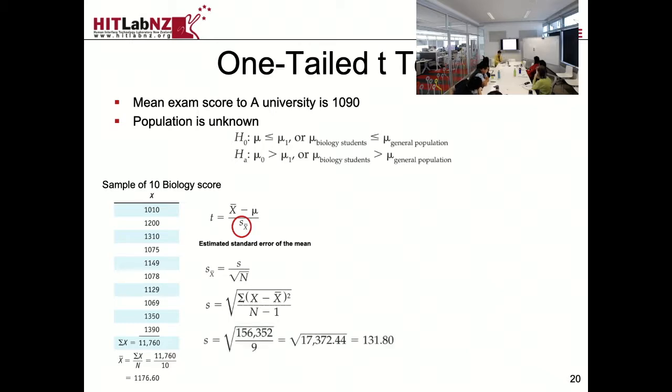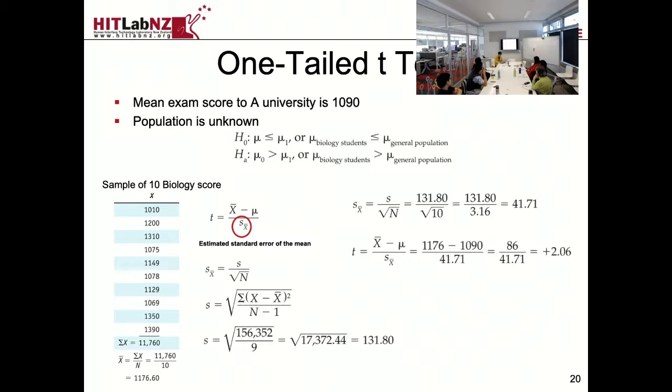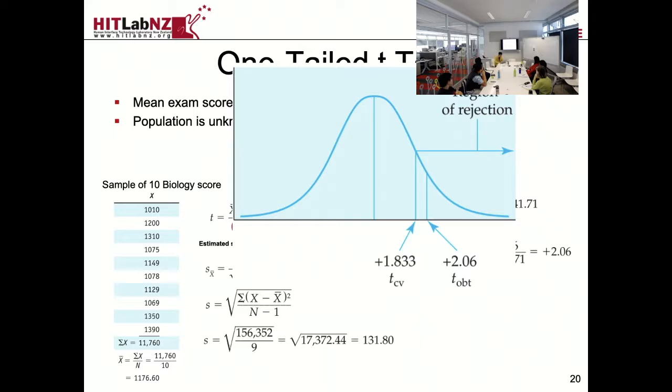And then finally, we get this number here, 131.80. We can apply this number to the previous formula, and finally the t value we get is positive 2.06. What does it mean? Using the t table, which you can also google on a website, it says that the t critical value is 1.833, but our t obtained value is 2.06. Because our value is located in this area, what does it mean?